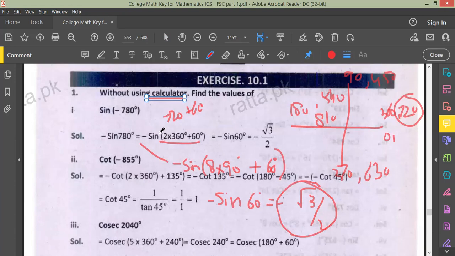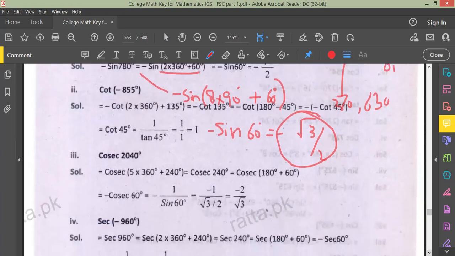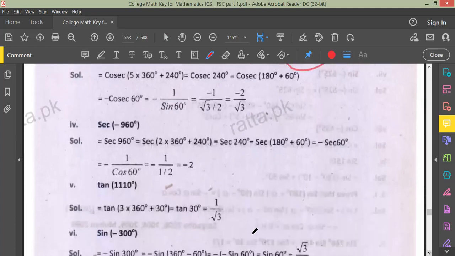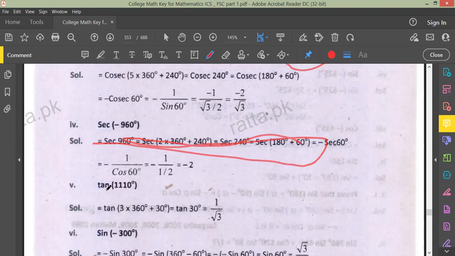You can write it by coterminal angle, or you can write it using multiples of 90. Similarly, the other questions will be the same as question number one. You can write 2040 and 960; in secant, the negative expression vanishes, so this will be equal to secant of 2 multiplied by 360 plus 240. So this will become secant 240. You can write it in the form of multiples of 90 simply.